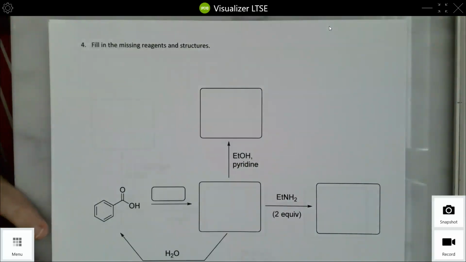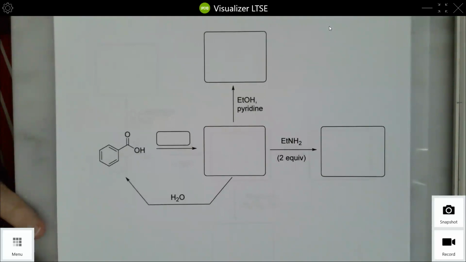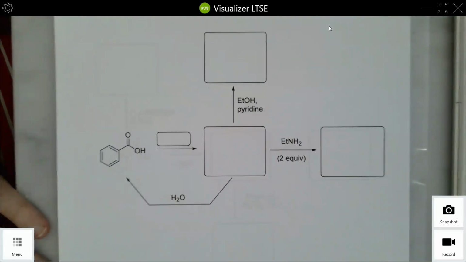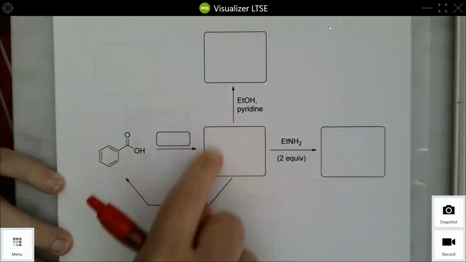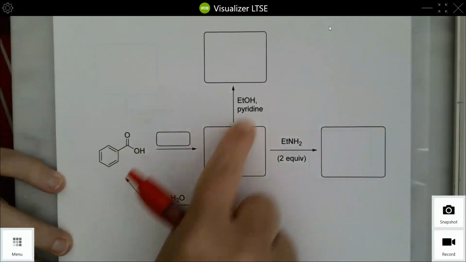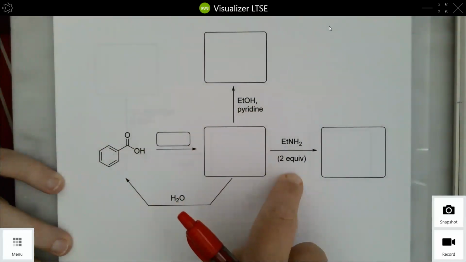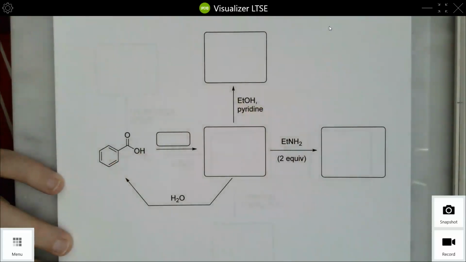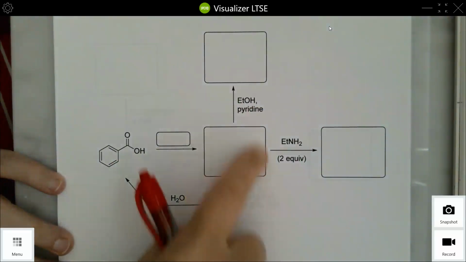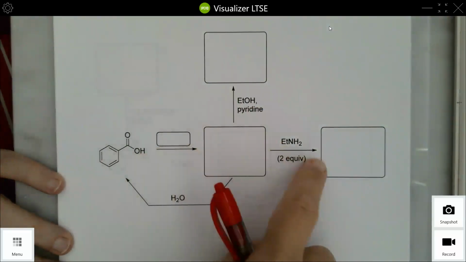All right, fill in the missing reagents and structures. So we have an unknown reaction to produce some sort of product, but then this product will react with ethanol and pyridine or two equivalents of amine. These reagents are not strong. Just a regular amine, not charged. An alcohol is not charged. So those are considered weaker nucleophiles. So we're going to need a strong electrophile here in order for these to be successful reactions.